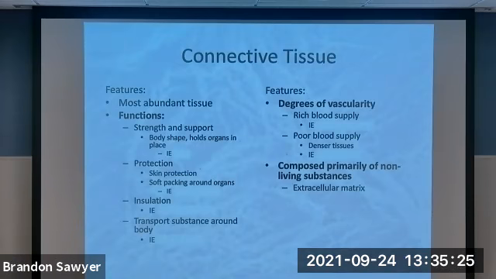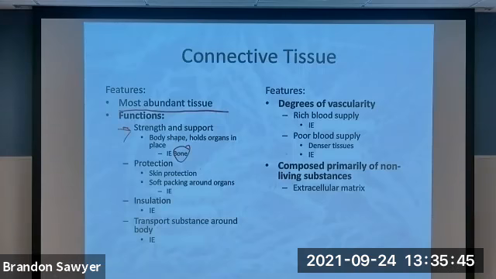So connective tissue. It is the most abundant tissue in the body. We have way more of this than we have anything else. Okay, these are kind of its general functions, right? So it provides the body with strength and support, gives the body shape, holds organs in place. For example, bone is one of our connective tissues.